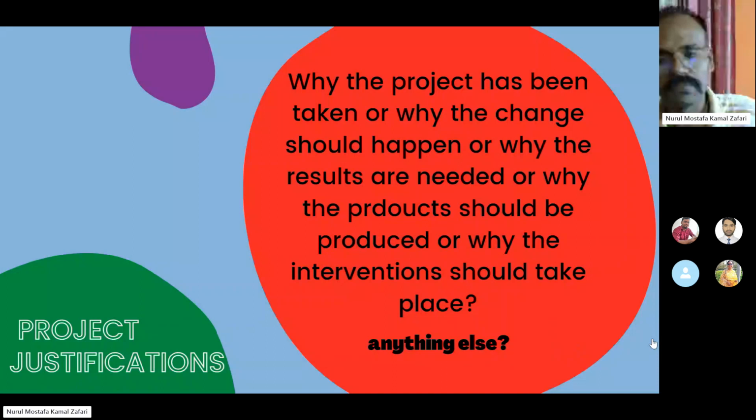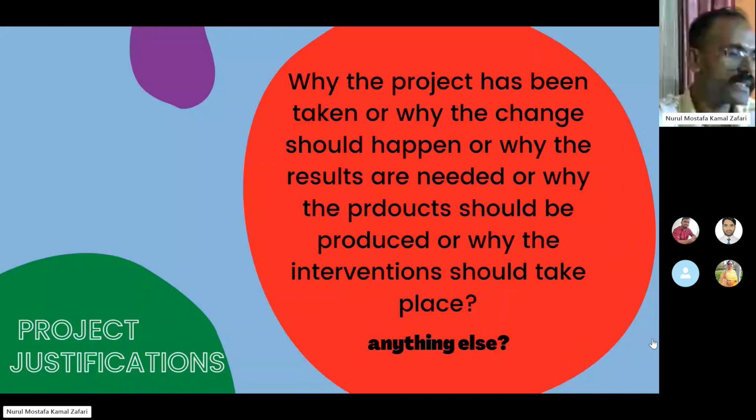So this is a very important section where you will get a chance to establish your own justification, and you will get an opportunity to establish your logic, why you need it, why the change should happen, why do you need the change.